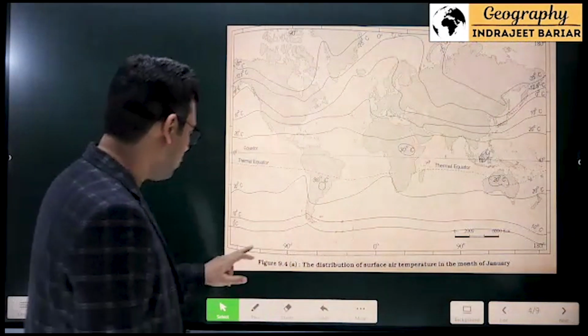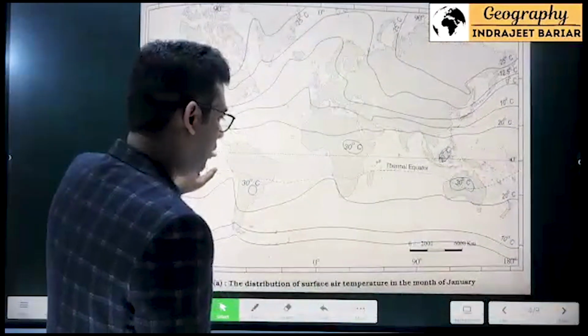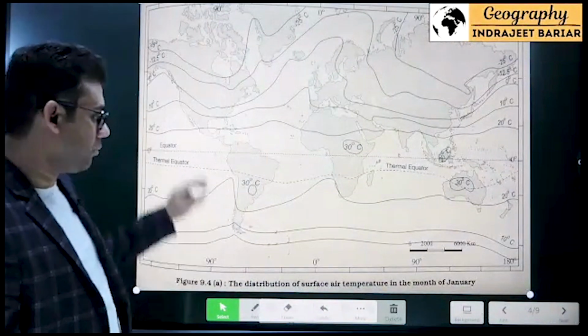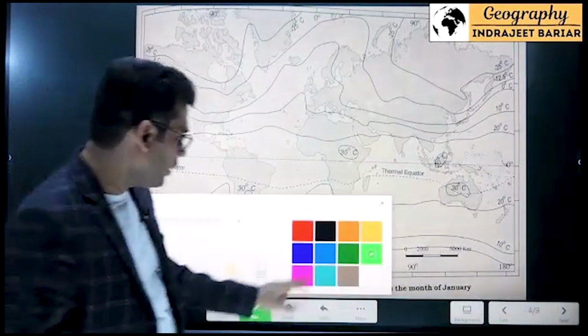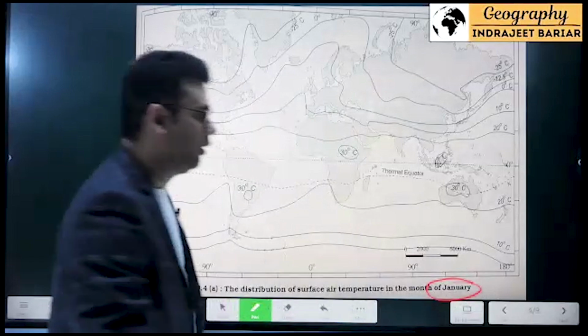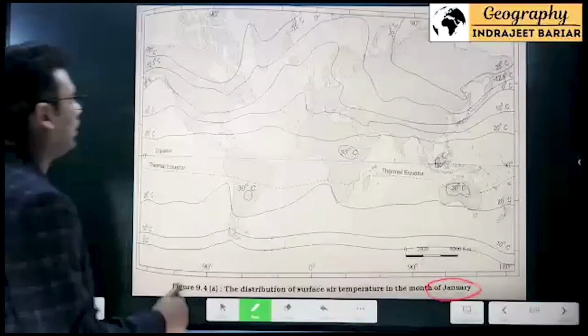So checking the isothermal map over here, the first one, which is this map, represents the isothermal map of January. In January, what is the first thing that we have learned? The bending of isotherm over land is towards where? North or south? South. Towards south.